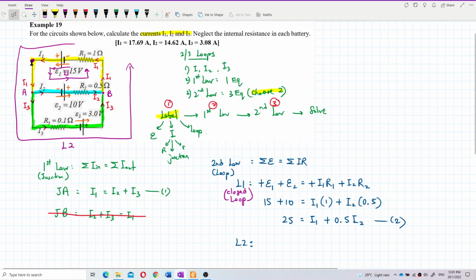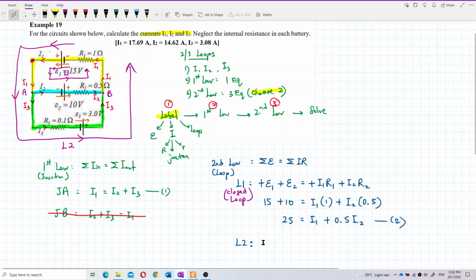So for loop 2, let's say I go from this point. I go down, go to the right, go up, and then go to the left, back to the same point. That's the loop direction for loop 2. Later on, compare this loop direction with the EMF direction and the current direction. If same direction, it is positive; if opposite direction, it is negative. That's all.